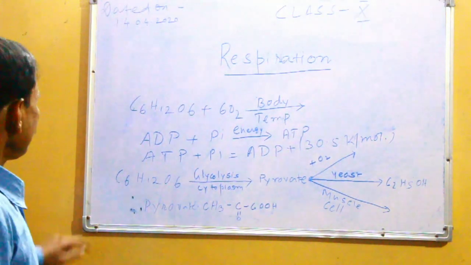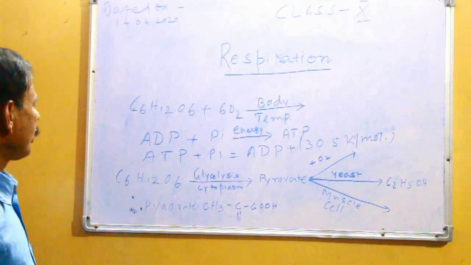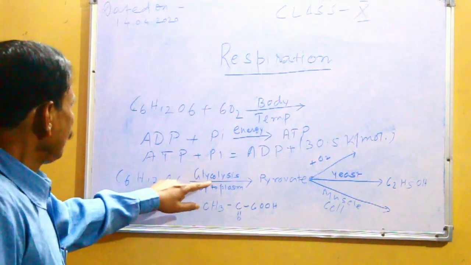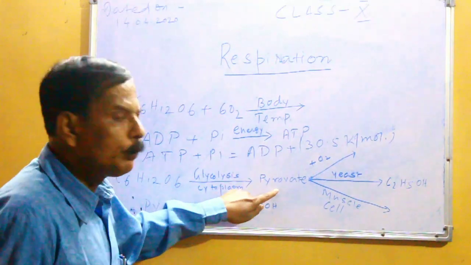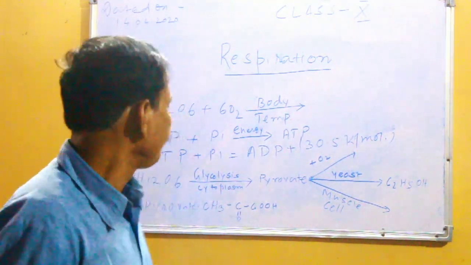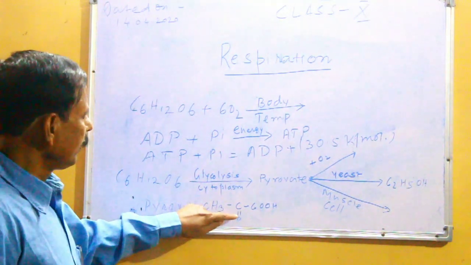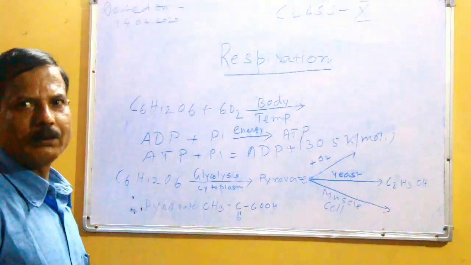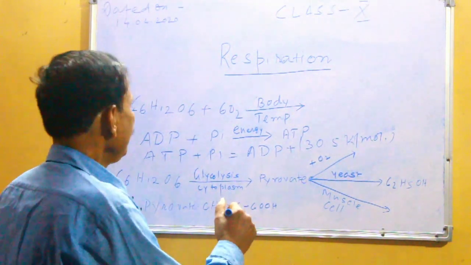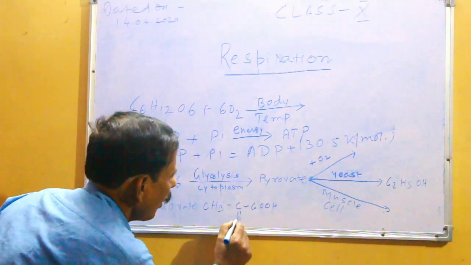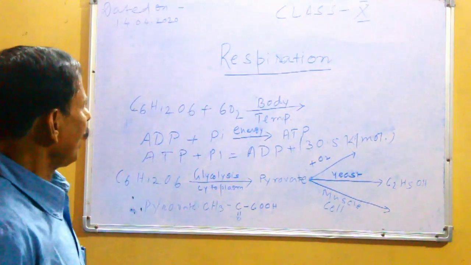Now in the process of respiration, glucose is converted by glycolysis in the cytoplasm into pyruvic acid, or pyruvate. The formula of pyruvic acid is CH3COCOOH: CH3, then C double bond O, then COOH. That is the formula of pyruvic acid.